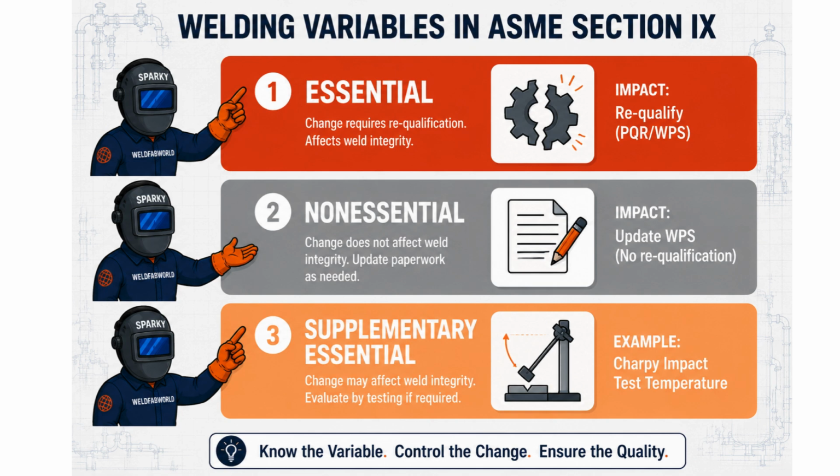Every variable on those tables falls into one of 3 tiers, and this is the single most important idea in this whole video. Essential variables: change one beyond its qualified range, and your WPS needs a brand new PQR behind it. Non-essential variables: change them freely, just update the paperwork, no retesting required. And supplementary essential variables: these only kick in when the job requires impact or toughness testing, and once they do, they behave exactly like essential variables. Get this hierarchy right, and the rest of the WPS makes sense.